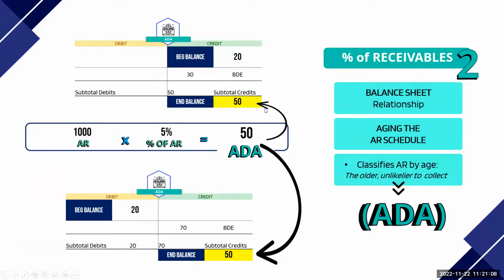So, in summary, in percentage of receivables, what you're solving for is your ADA ending balance. Naalalabas siya sa T account dito, outside. And then, you solve for the missing X inside, which is the BDE.